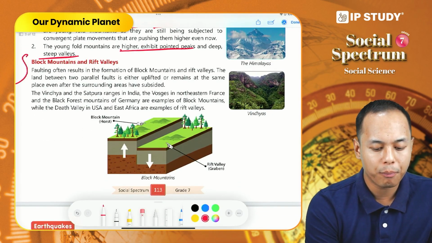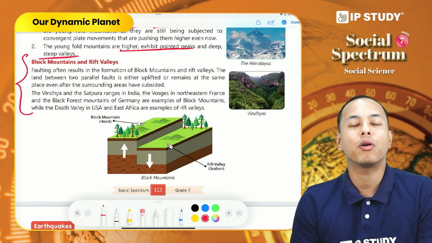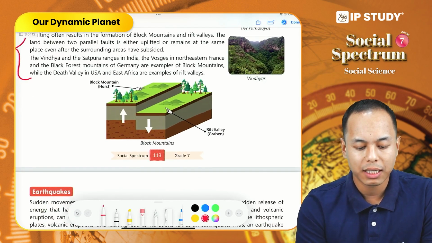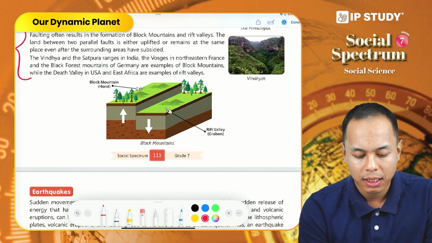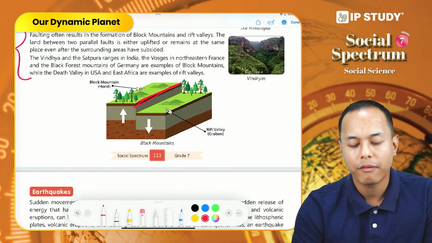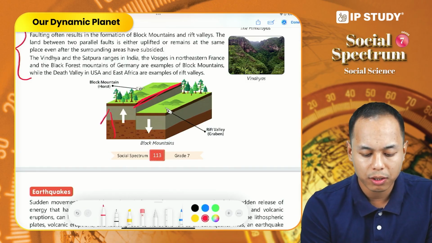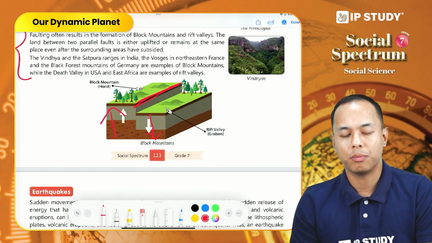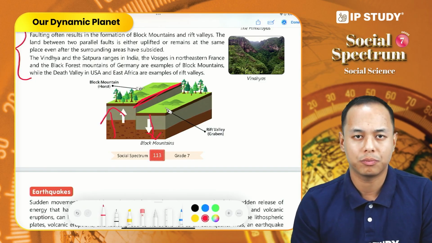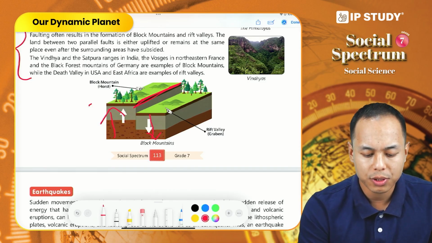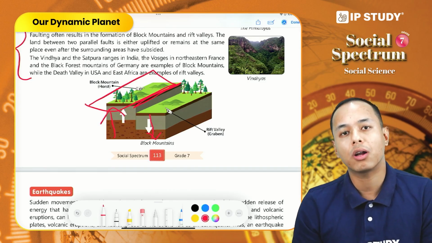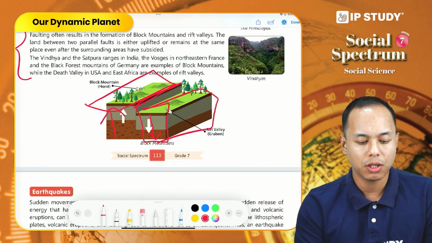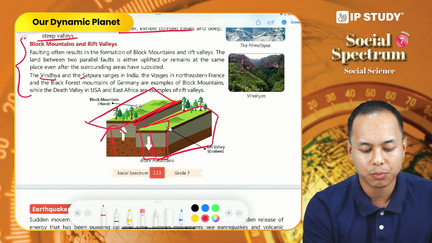Now comes the block mountain and rift valley. Block mountain and rift valley are formed because of faulting. If you can see here in the diagram, as I already discussed, suppose there was a fault or a fracture here. As a result, this particular block got uplifted while this portion got pushed down below. So this portion is called the block mountain or horst, and this portion is called the rift valley. Examples include our Vindhyas and Satpura range.